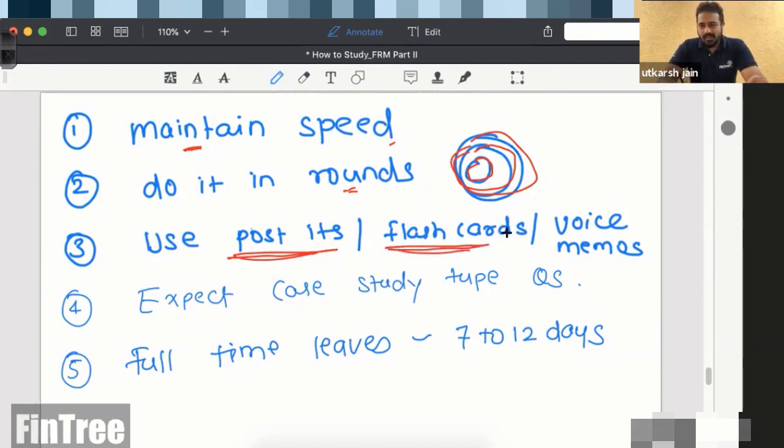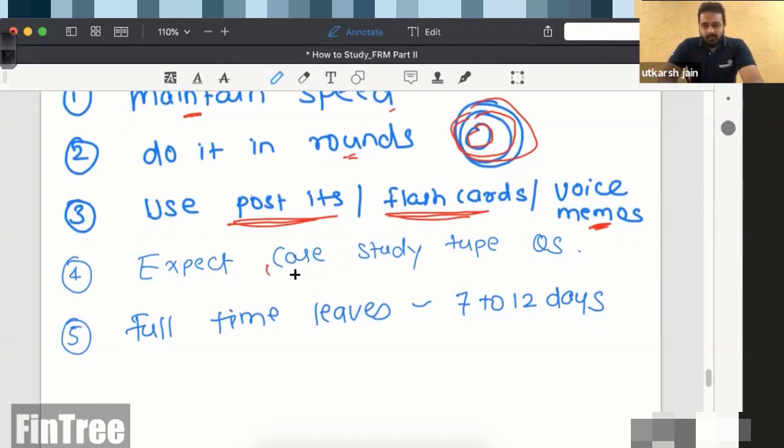Use flashcards. I'll be showing you a few samples that I have prepared for FRM Part 2. And then record your own voice memos. We have this popular product for CFA called commuter notes, which are simply audio notes. So what you can do is, you're reading something, you feel this is important, I want to think about it or read it again. Just create a voice memo for yourself and play it when you're commuting, or when you're working in the kitchen, or whenever you can.